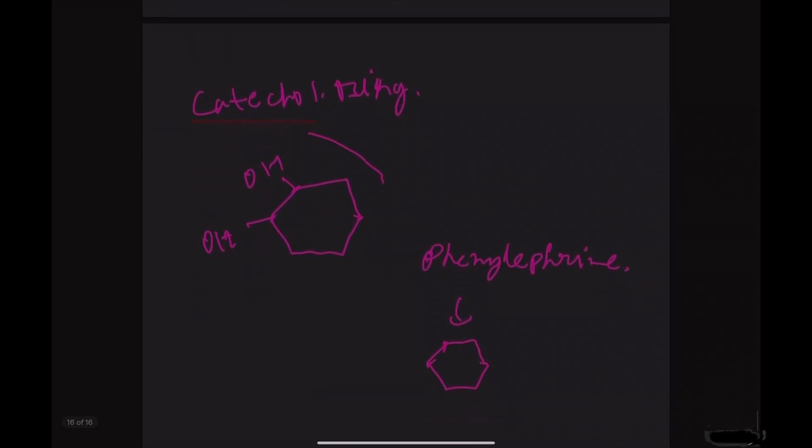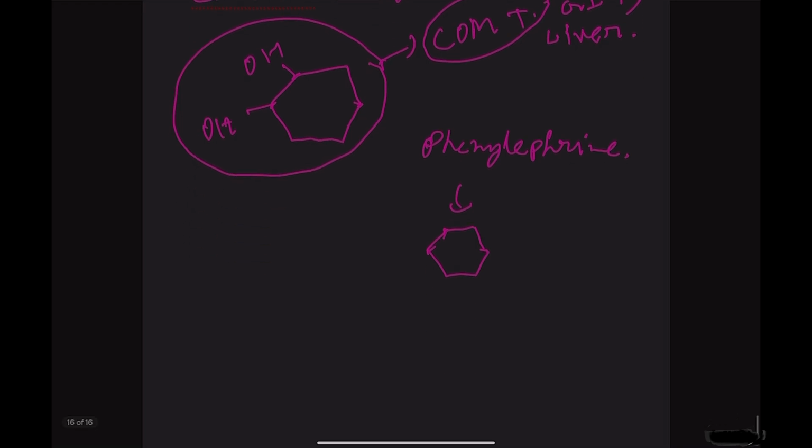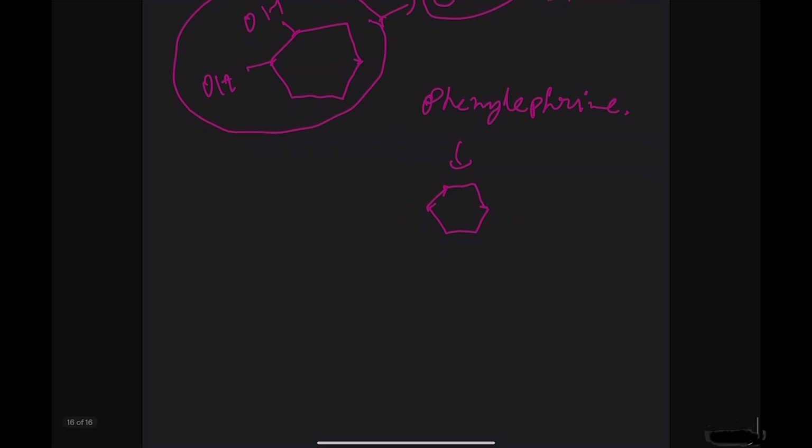So when you have this catechol ring and these hydroxyl groups, it can be metabolized by the COMT enzyme, which is present in the GIT and the liver. So it has poor bioavailability. And when you remove these hydroxyl groups, it can't be metabolized by the COMT enzyme, or catechol-O-methyltransferase enzyme, and it has good oral bioavailability. Oral bioavailability increases.